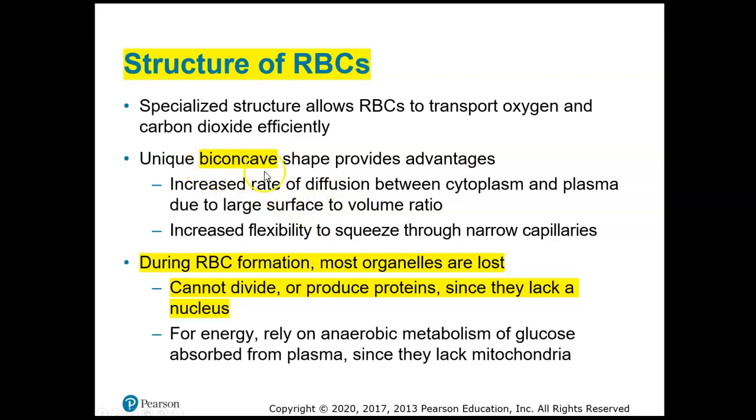As far as the structure of red blood cells, they're biconcave. That means they're flat and circular shaped, but the top and bottom surface of the cell is concave. So it's almost like a donut started to form, but the hole didn't form all the way.